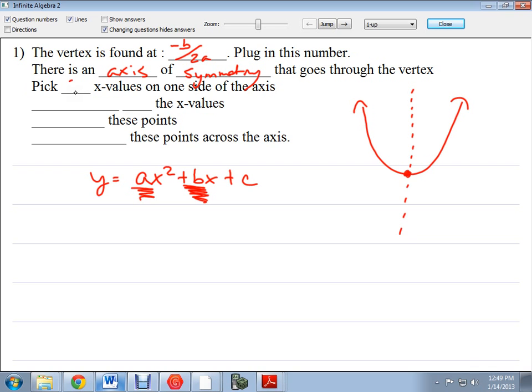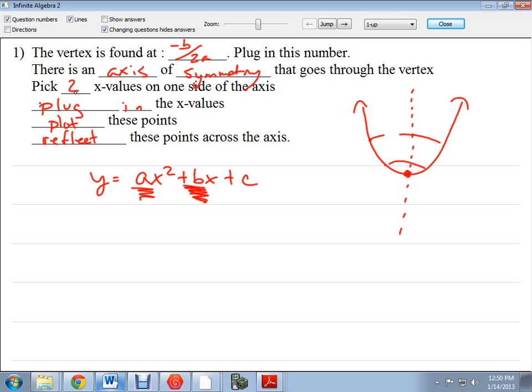Then we want to pick 2 x values that are on either side of the vertex. So we have to say pick an x value on the left side, and we want to reflect those points over to the other side. So what we're going to do is we pick 2 x values, and we want to plug in the x values. Then we want to plot these points, and then we want to reflect these points.